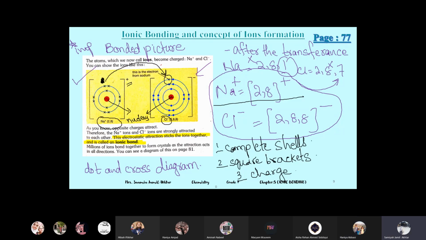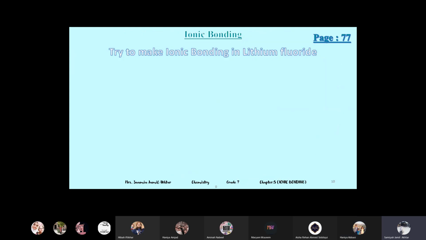in the classwork. So this was the last explanation that I did of NaCl. After seeing this picture, you will get an idea of how you will draw the dot and cross diagram. I asked you to draw lithium fluoride, so let's discuss it and check your diagram. So what will we draw first?